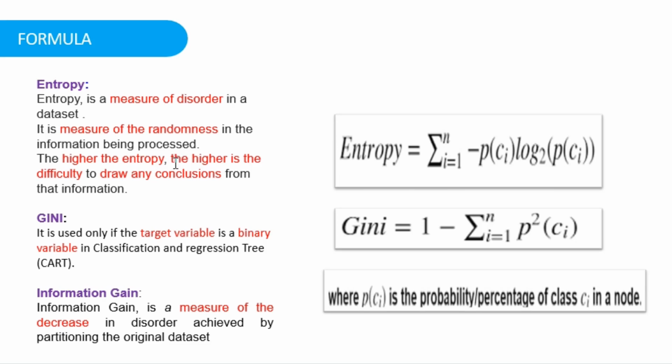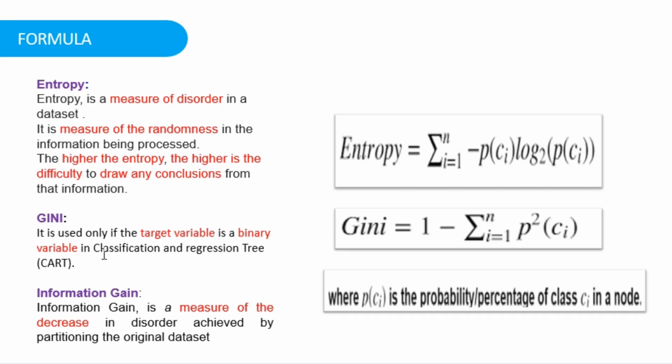And before moving to Gini index, let me just quickly explain to you about the information gain. It is just the opposite of entropy. In entropy, we have seen that the higher the entropy value, the more difficult it is to draw any conclusion. Whereas in information gain, the higher the information you have, the higher the probability of drawing a conclusion. So it is just the reverse of entropy. So information gain has to be maximum.